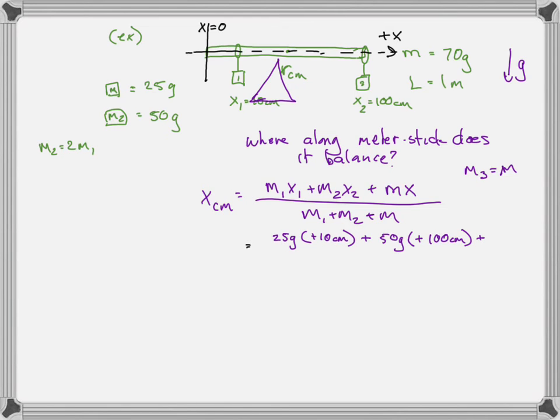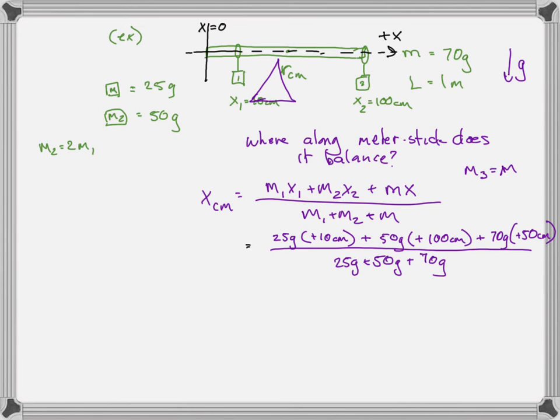Plus the position of M, the meter stick. What's the position of the meter stick? Remember that for an extended mass, if the mass is distributed equally, which we said it was, the position is at its geographic center. So it is at what position? 70 grams times 50 centimeters. That's the meter stick's center, 50 centimeters from the origin. So let's go ahead, and then it's M1 plus M2 plus M3, 25 grams plus 50 grams plus 70 grams. I keep on calling it M3, doesn't matter.